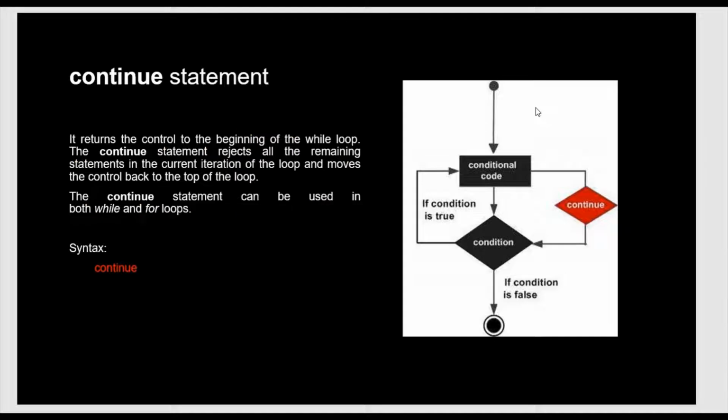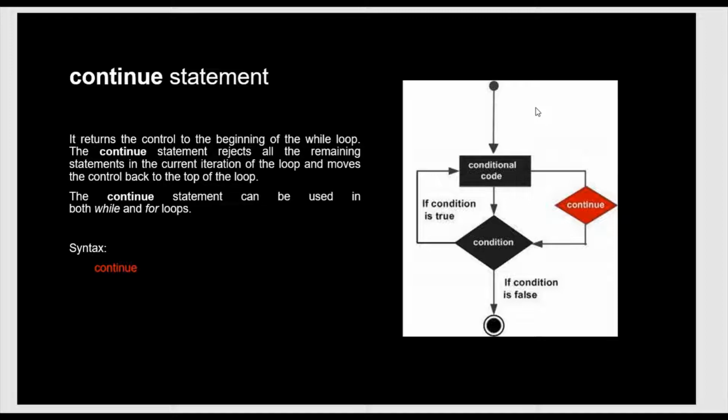And the next statement is the continue statement. Continue means to carry on with the execution. It returns the control to the beginning of a while loop. The continue statement rejects all the remaining statements in the current iteration of a loop and moves the control back to the top of the loop. The continue statement can be used in both while and for loops. The simple syntax for this is simply continue.